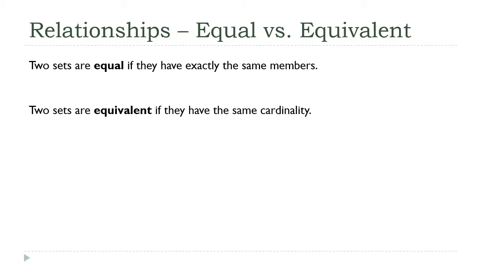Okay, so now we need a way to compare sets. We have 2 ways of doing this. 2 sets are equal if they have exactly the same members, if the lists, if you will, are identical. On the other hand, sometimes I'm really just concerned about sets of a certain size. And that's where this idea of equivalent comes in. 2 sets are equivalent if they have the same cardinality, they have the same number of elements regardless of what those elements are.